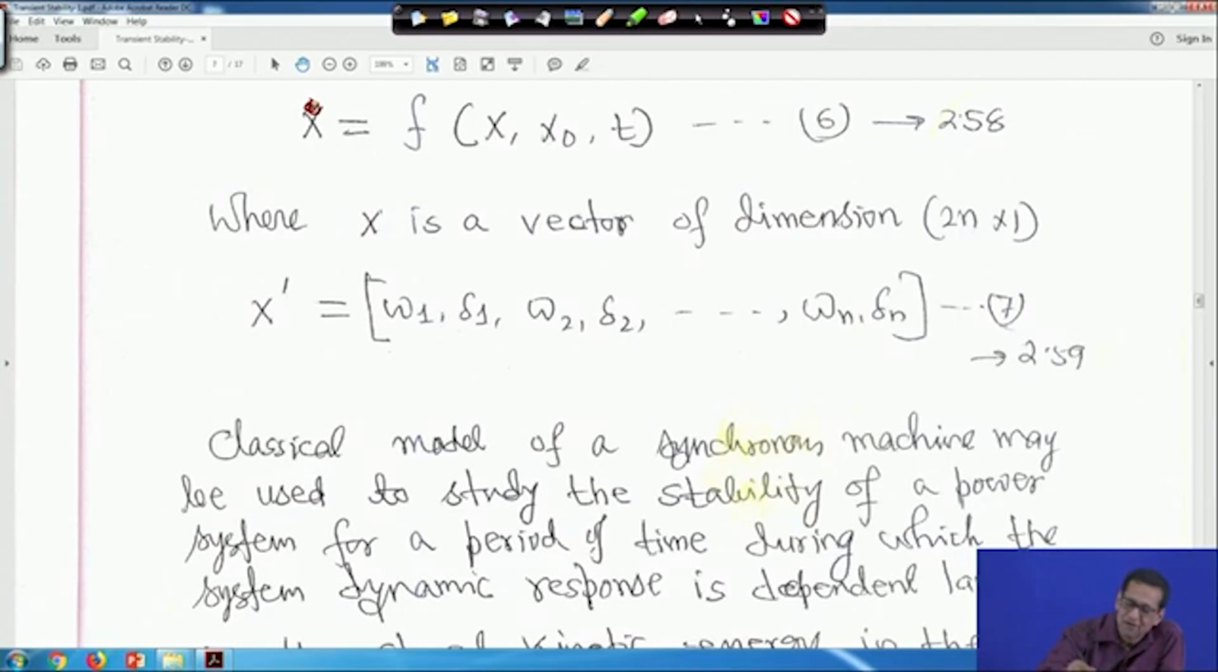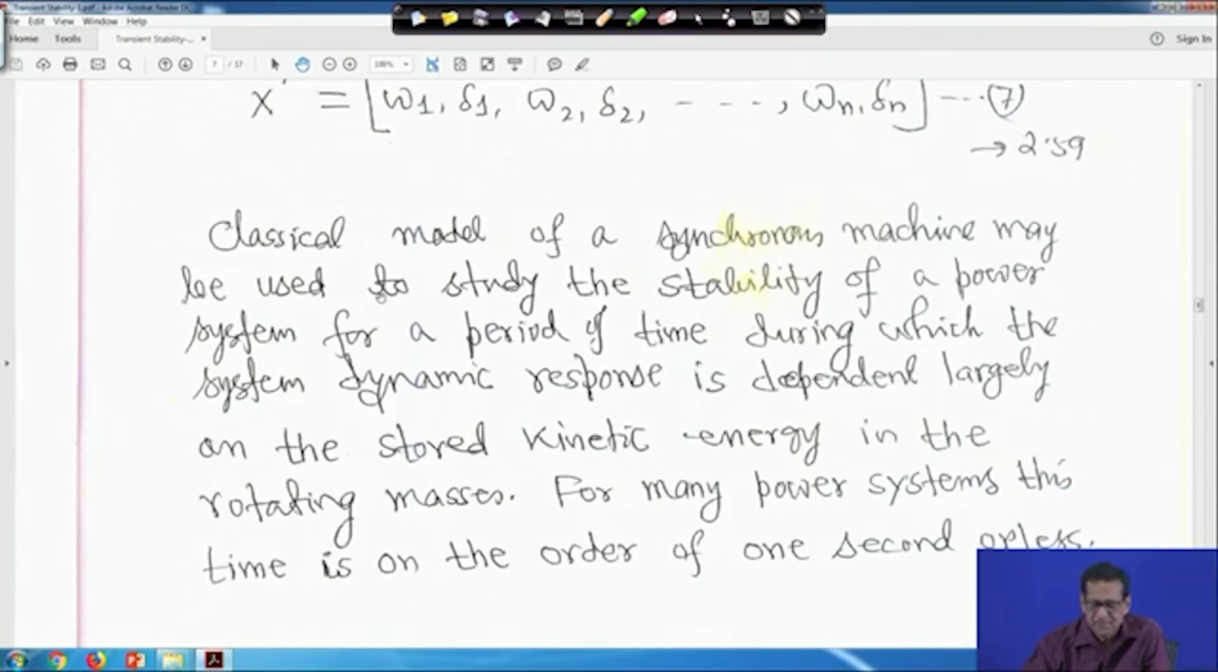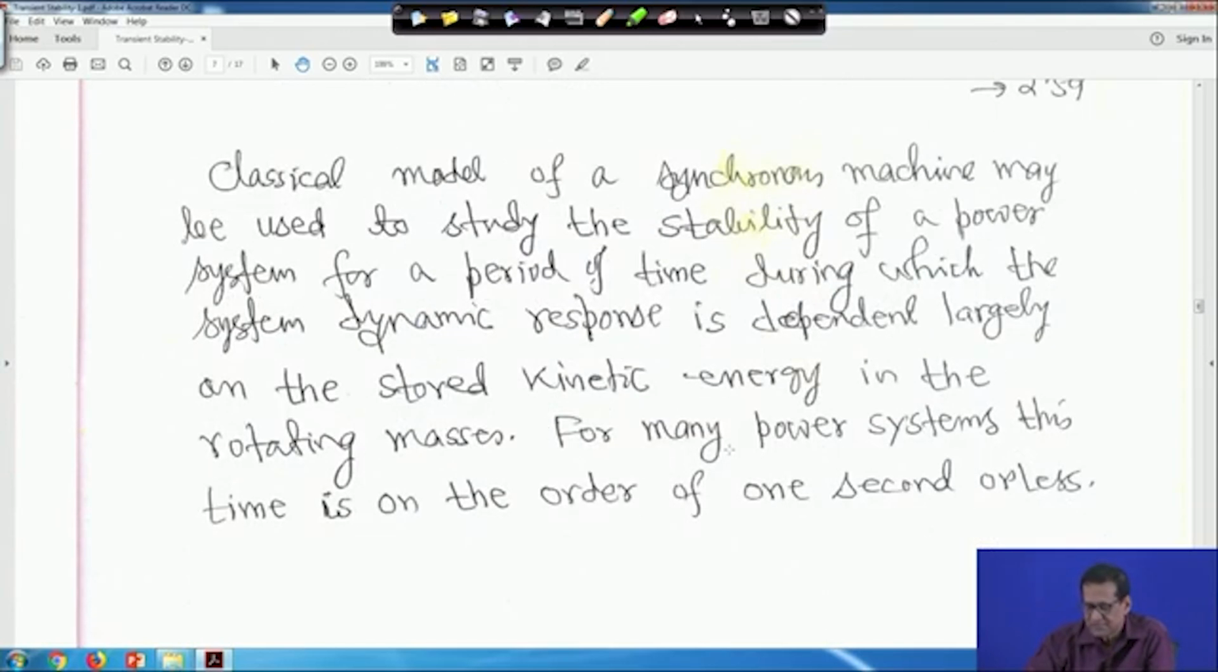Now next, the classical model of a synchronous machine may be used to study the stability of a power system for a period of time during which the system dynamic response is dependent largely on the stored kinetic energy in the rotating masses. For many power systems, this time is on the order of 1 second or less.